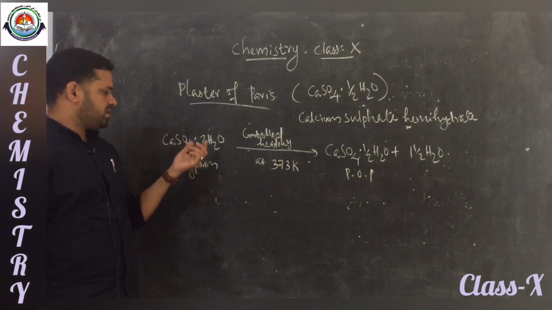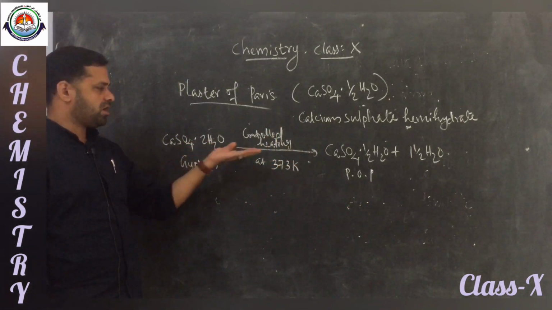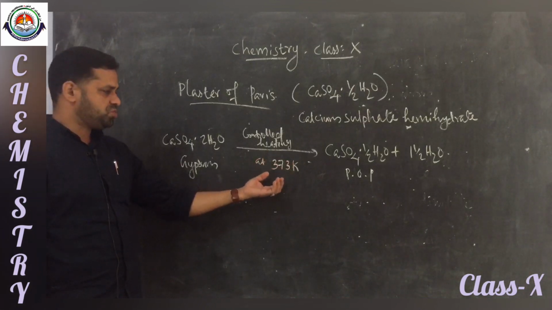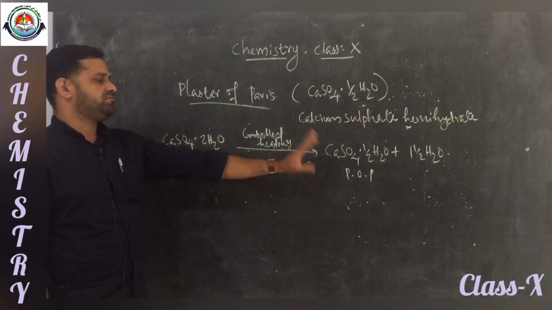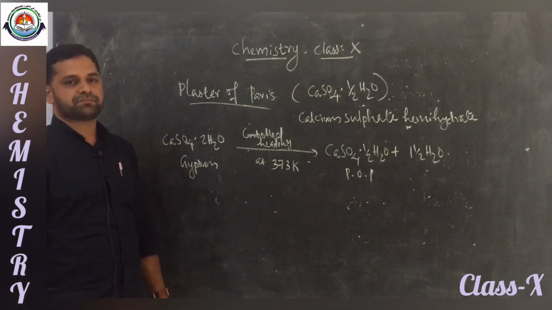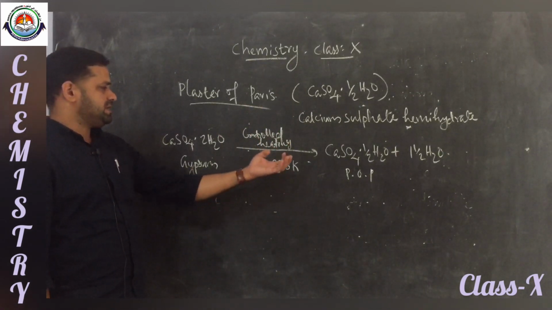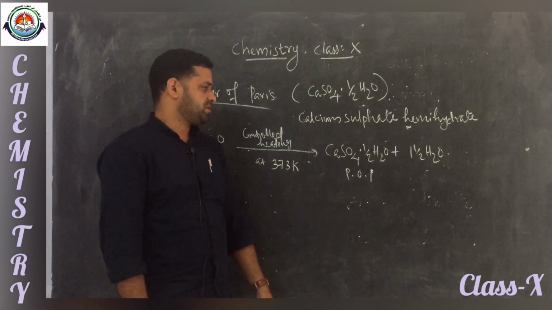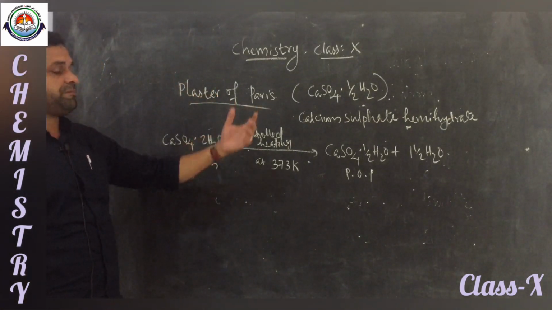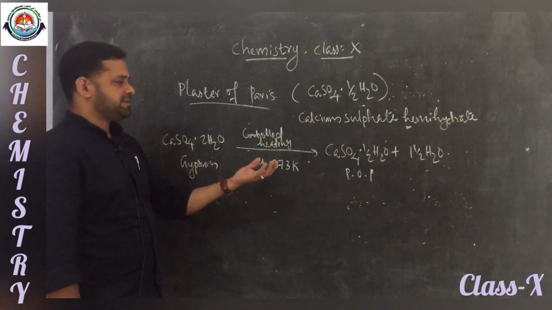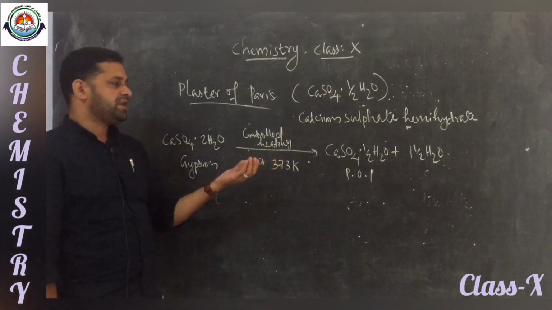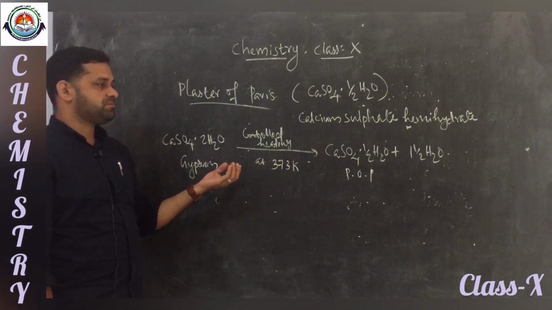Calcium sulfate dihydrate, that is gypsum, on controlled heating at 373 Kelvin or 100 degrees Celsius, we get plaster of Paris. So, this is the method of preparation of plaster of Paris, and this plaster of Paris is highly sensitive to atmosphere and moisture.